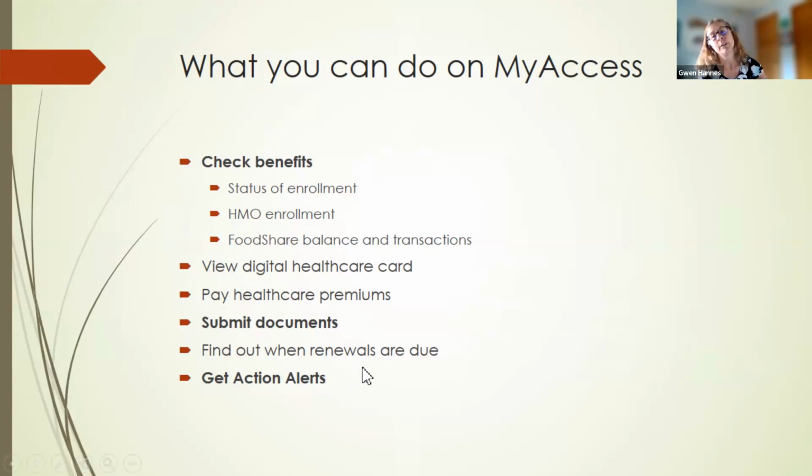You can find out when your renewal is due. For most programs, you have to do a renewal once a year to see if you're still eligible for benefits, and you can check the dates when those renewals are due. And you can get action alerts. This is really important right now because there have been so many changes. I think I've got a slide on this, but basically you can set up to have your phone give you an alert when your renewal is coming due. You can have your phone give you an alert if you need to submit some documentation, that kind of thing. So, people can choose what alerts they want to see.